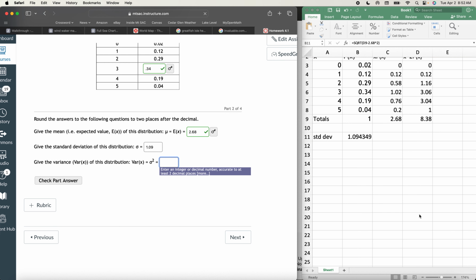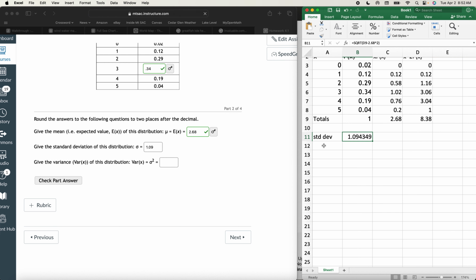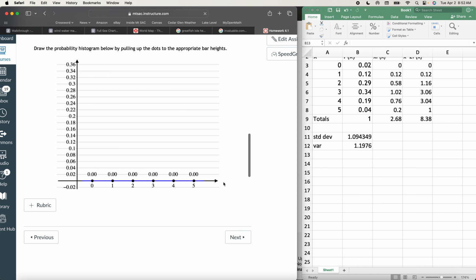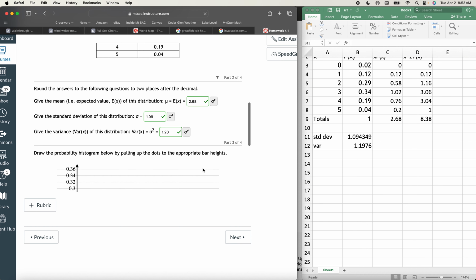And then I need the variance, so I've got to square that. So let me type var, and that's equal to this number squared. I don't want to round, so I'm using all the digits there. And 1.19, we'll say 1.20. Okay, checking all my answers here. Let's see if they're good. Yeah, those are all good.